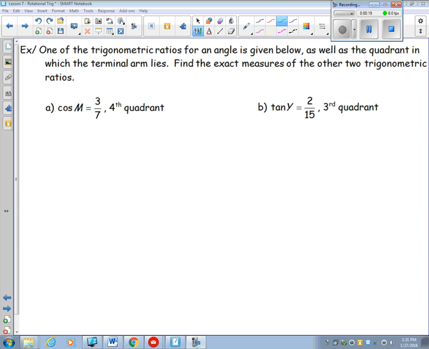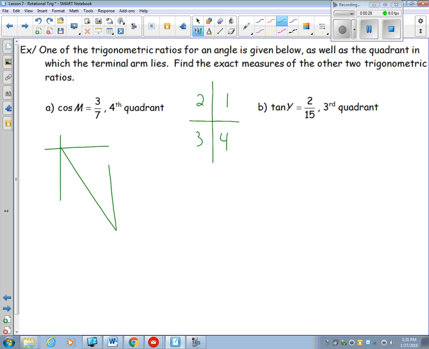Well, first of all, I need to think about how quadrants work. Quadrants are numbered 1, 2, 3, 4. So in part A, where they're saying we're in the fourth quadrant, we know we have a triangle that goes down to the right. We also know we're dealing with a cos ratio.